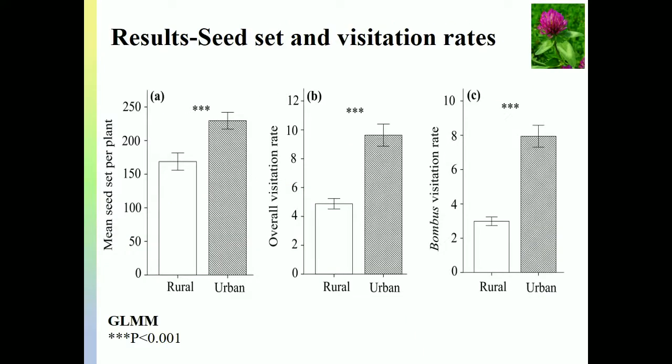So here are some of the results regarding seed set and visitation rates to our red clover plants. We found higher mean seed set per plant in urban versus rural areas, higher visitation rates and higher Bombus visitation rates in urban versus rural areas to our experimental pollinometers. So to disentangle local habitats and landscape scale effects and all the facets of biodiversity and how they are correlated with seed set, we use a structural equation modeling approach.